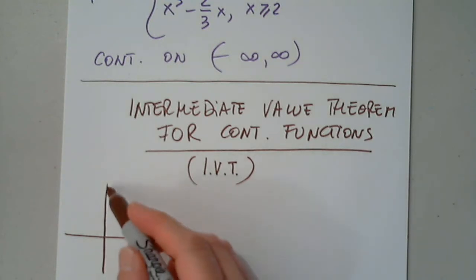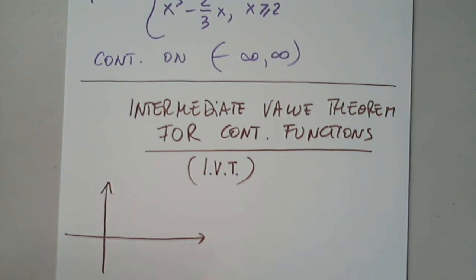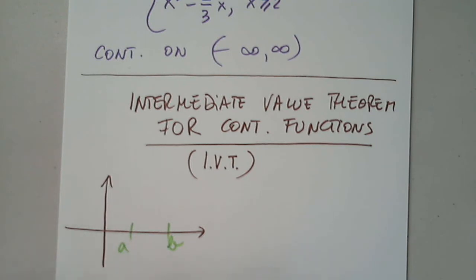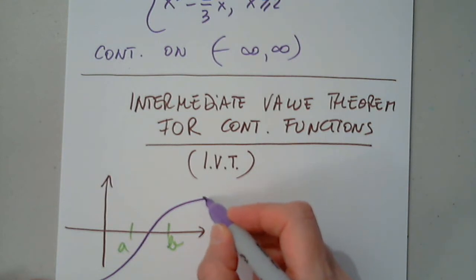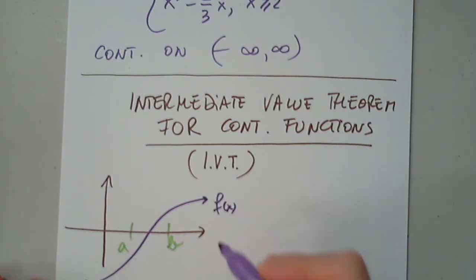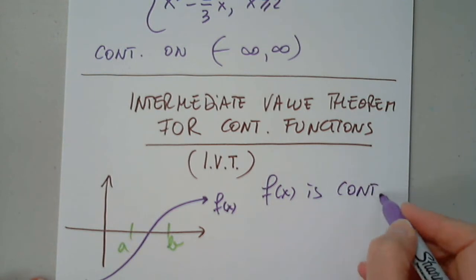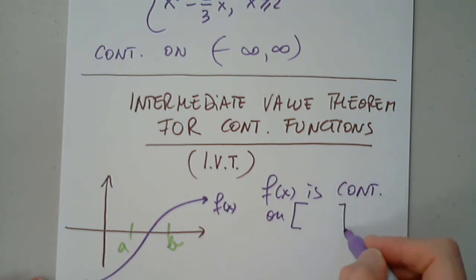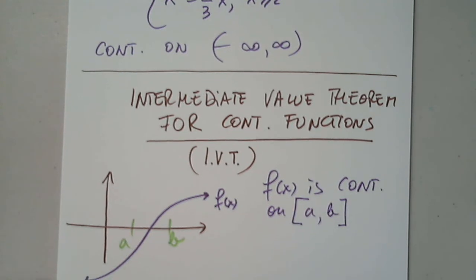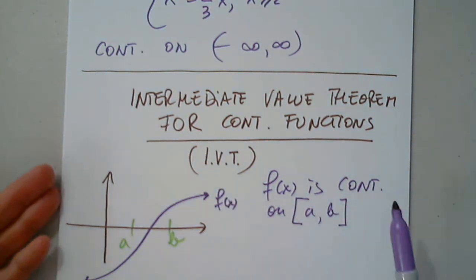So here's an example of a function. I have the interval a comma b. Can you please tell me if this is a continuous function? At least on the interval a comma b. Yeah. Very good. It is continuous on the closed interval a comma b. We already see it. That's how I graphed it. So obviously the function is continuous on this interval.